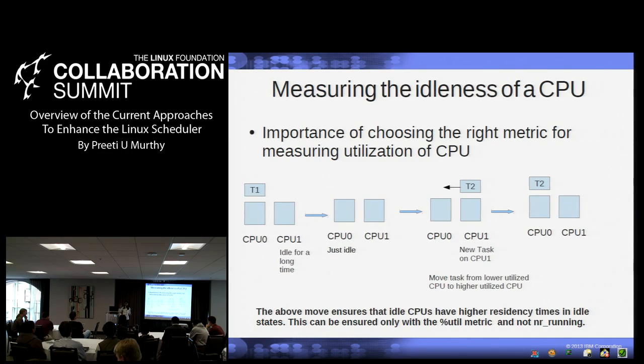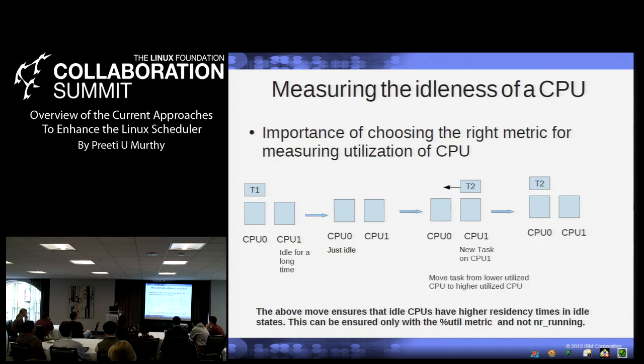CPU 1 was idle for a long time, its percentage utilization is 0%, and when task T2 comes, it begins to increase. When the power aware scheduler looks at the percentage utilization of both these CPUs, it realizes that CPU 0 could be a group leader, right, because its utilization is almost there at 100%, but it still has capacity to accommodate some task, and it would move the task from CPU 1 to CPU 0. This would not have happened if you were to use NR running as the metric.